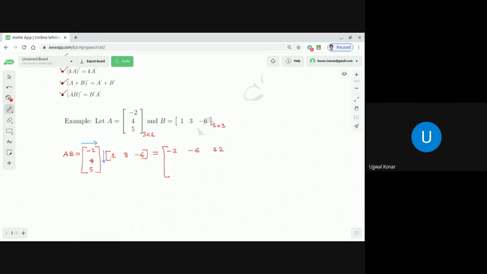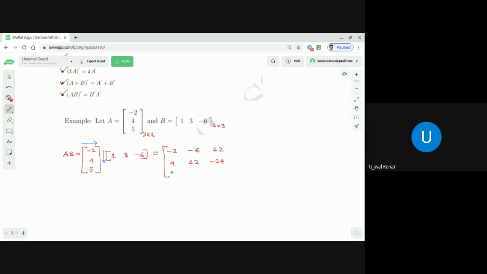The second one is 4 into 1, the second row elements. I'm going to find it out of the product matrix AB. 4 into 1 is 4, then 4 into 3 is 12, and then 4 into -6 is -24. So 4, 12, -24. Correct, no, dear students? Then we are going to find the third row of the resultant matrix.